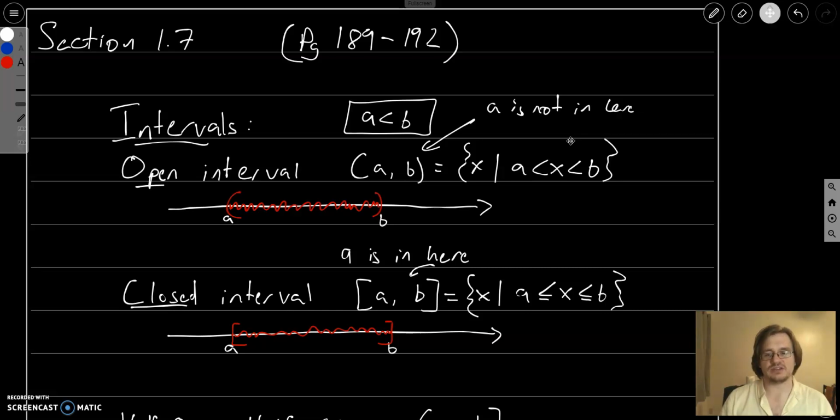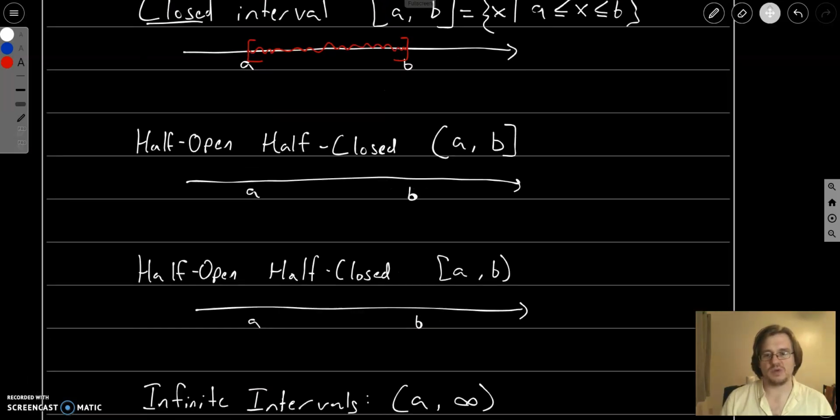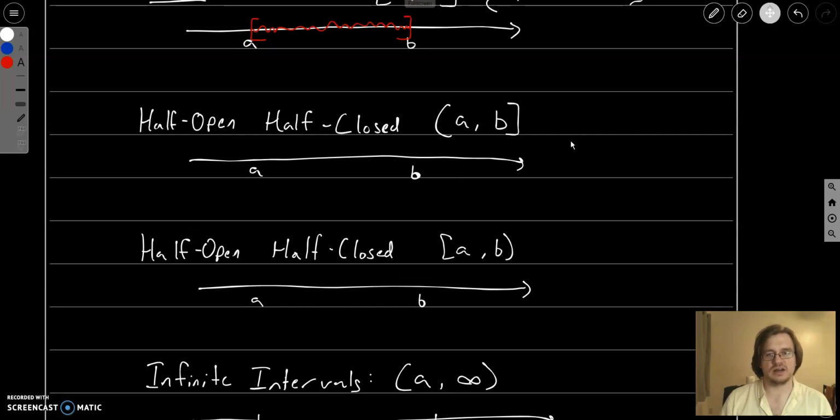Now, we can mix and match these as well. So we can talk about half-open and half-closed intervals. Here, this is going to be the set of all x such that we have a parenthesis on the a, so we're not going to include a, but we have a square bracket on the b, so we are going to include b. So x could be less than or equal to b. The "or equal to" is what makes the difference here. So again, we don't include a, but we do include b, and everything in between.